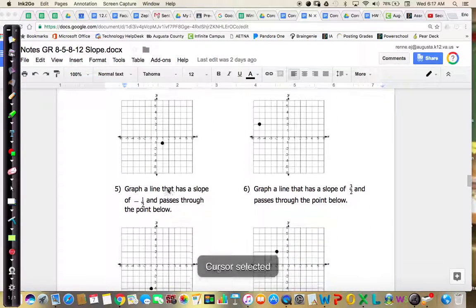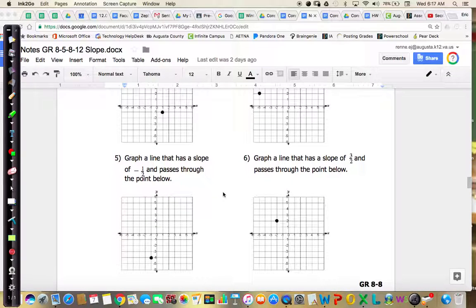So it says graph a line that has a slope of -1/2 and passes through the point below. So once again, we have a negative slope. So we know we can either make the rise negative or the run negative. But remember, on a negative slope, they both can't be negative at the same time. So my rise is 1, so I'll just go up 1. Now, because I went up +1, now I got to go negative direction. So left 2. And then you continue the pattern. Up 1, left 2. And I can't go any further without going off the graph.